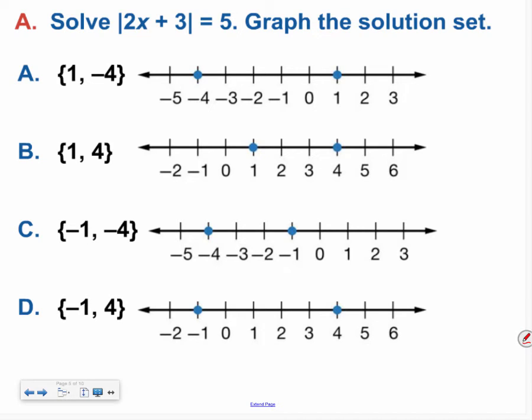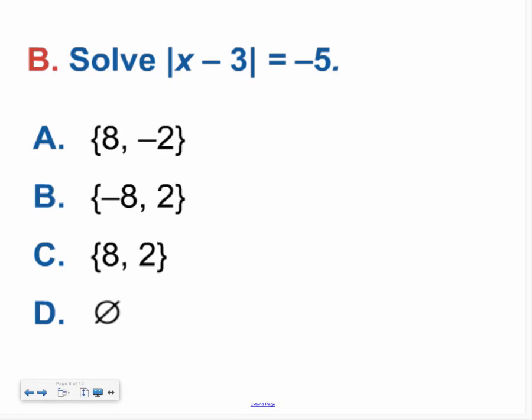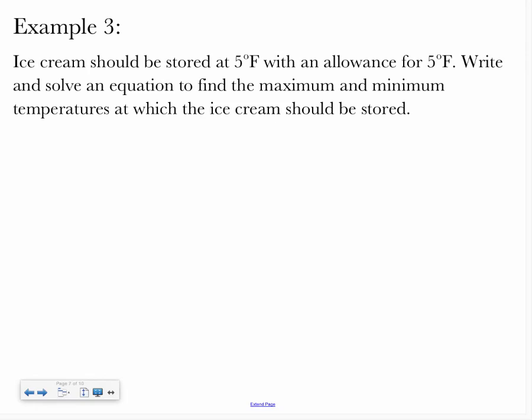Hopefully for this first one, you got your solution set to be 1 and negative 4, and then matching that number line. Try this next one, see how you do. And hopefully for this one, you got the null set, because it is the absolute value of something equal to a negative number. Let's look at example 3 together.